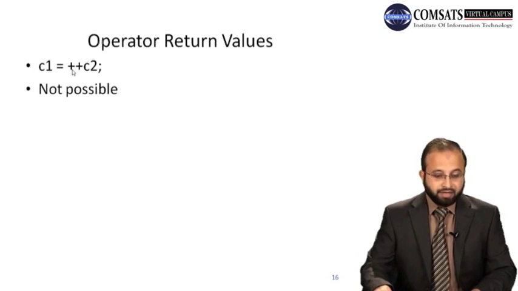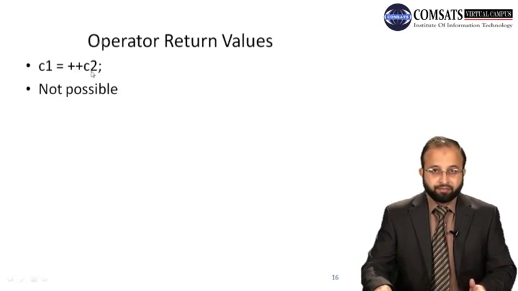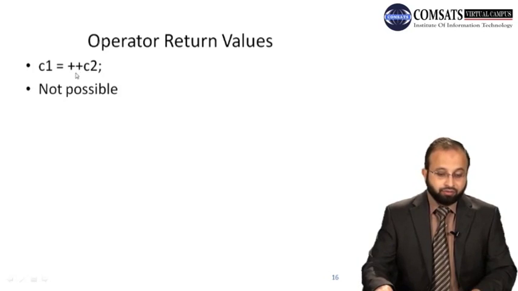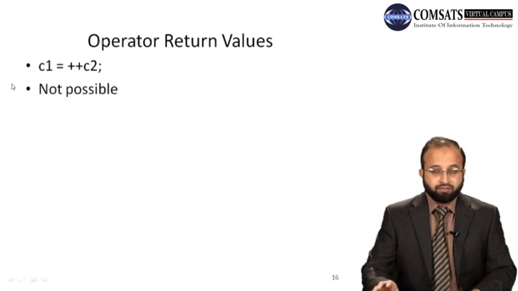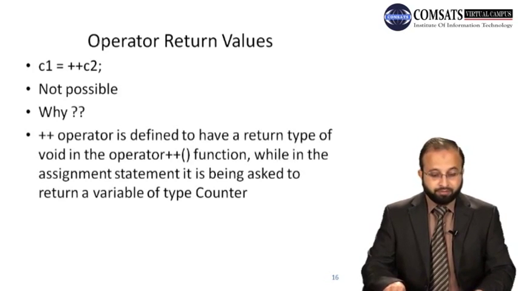So सबसे पहले इसमें कौन सा फंक्शन एग्जीक्यूट होगा? C2 ऑब्जेक्ट will cause the operator plus plus function to be executed, and that function will increment the value of the private data member of C2 object, and it returns nothing. So if it returns nothing, then we do not have anything to assign to C1 object. This means that this is not possible with the current situation, with the current function. Why? The reason is very clear. I have already explained it. The plus plus operator is defined to have a return type of void in the operator plus plus function, while in the assignment statement it is being asked to return a variable of type counter, right?